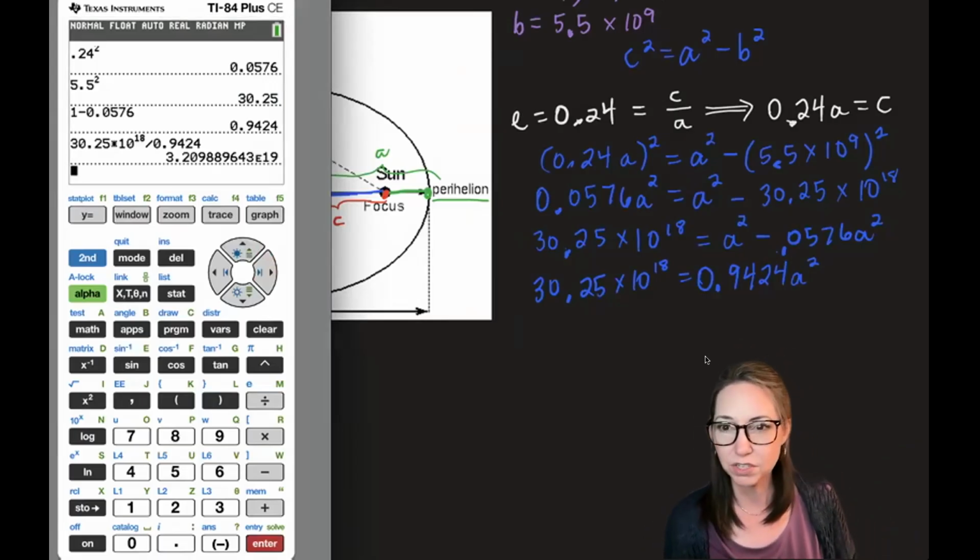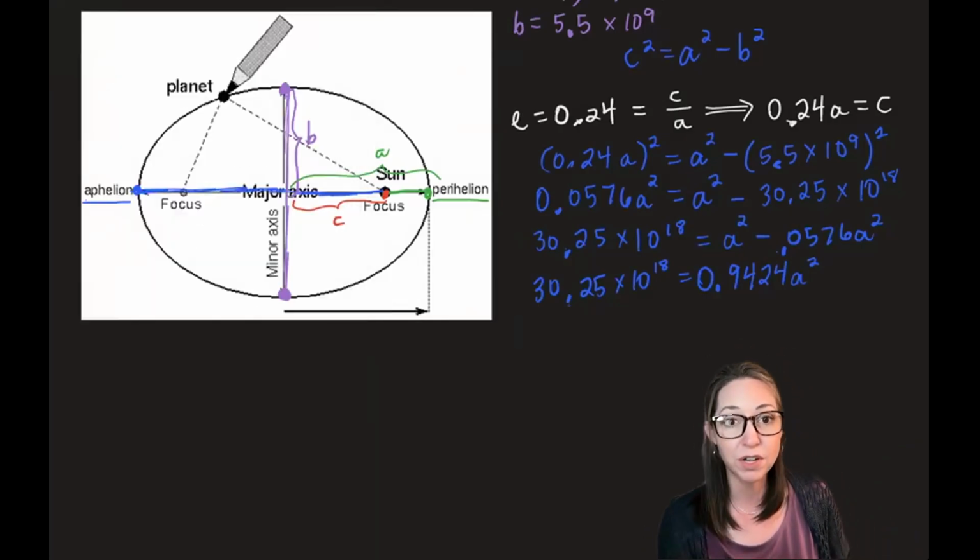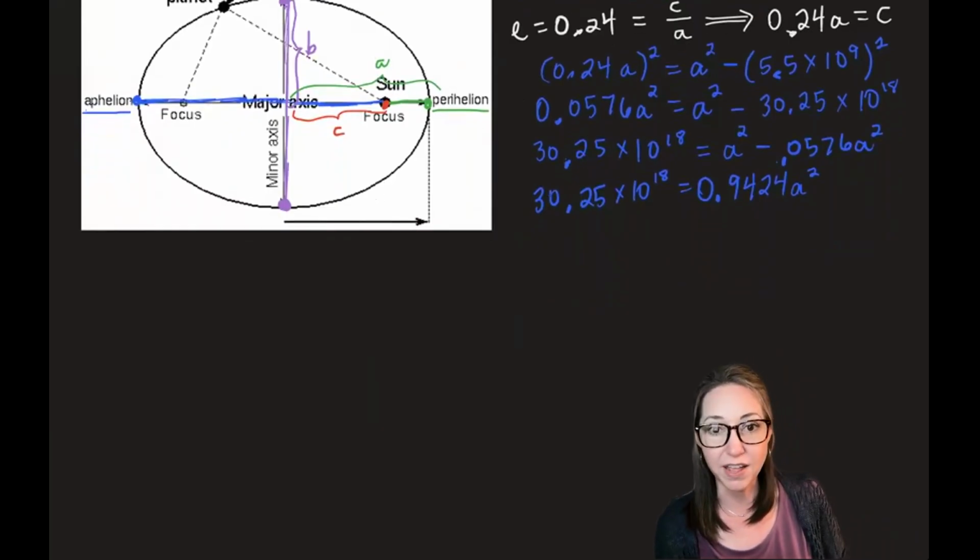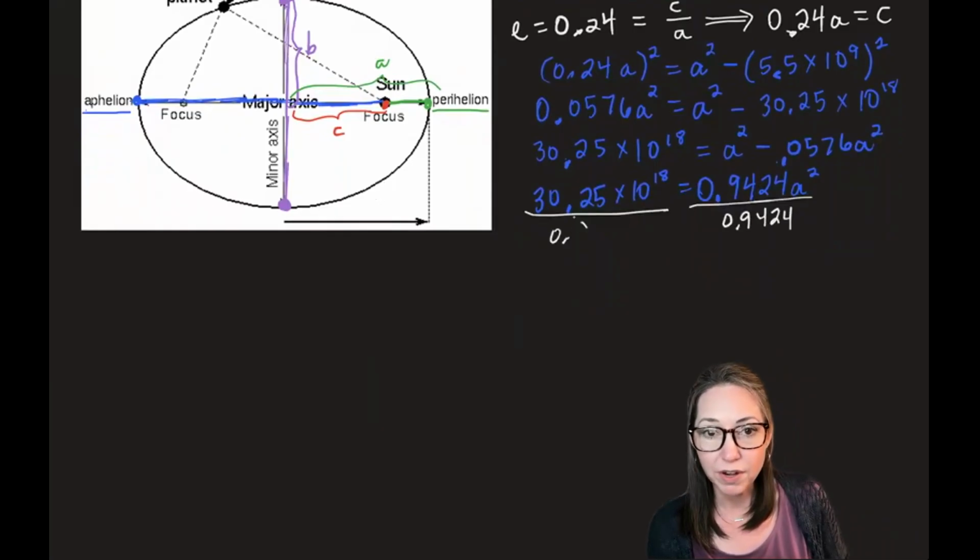Let me write that down, just an approximation for that, and then we will square root both sides of that to solve for a. So dividing both sides by, maybe I should show that, 0.9424, right? 0.9424 all over 0.9424 gives us, let's see, I'm going to flip this around and put the a squared on the left, right? We get a squared is approximately equal to, the calculator had said, 3.20988 times 10 to the power of 19.